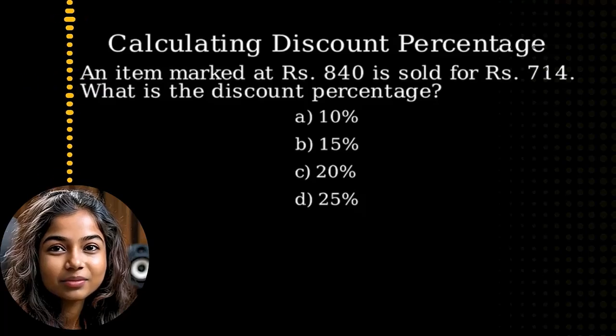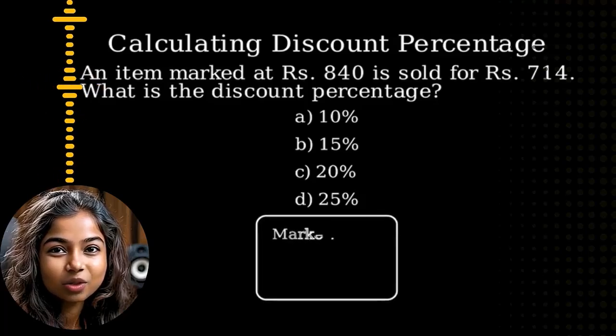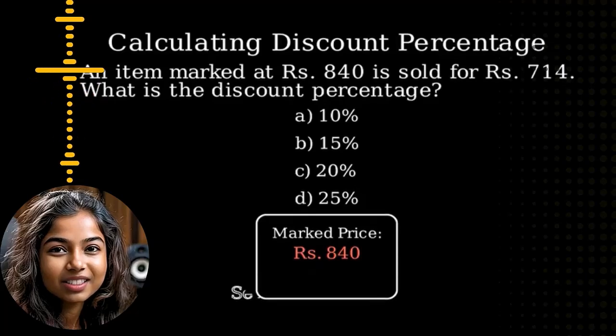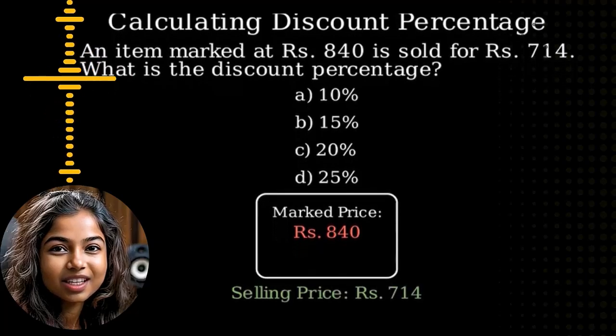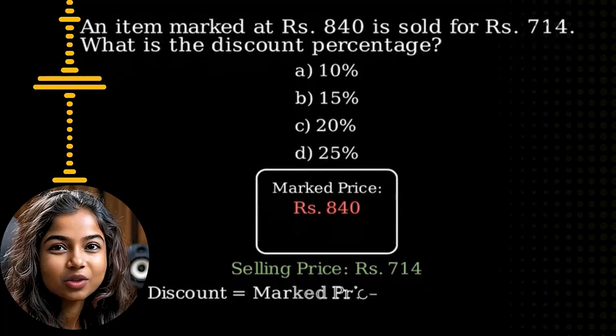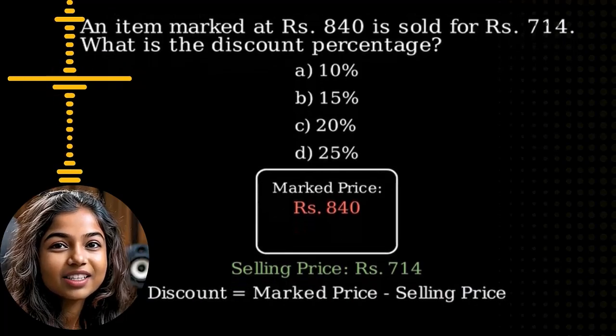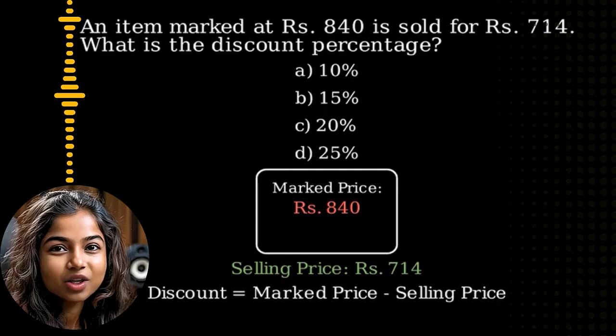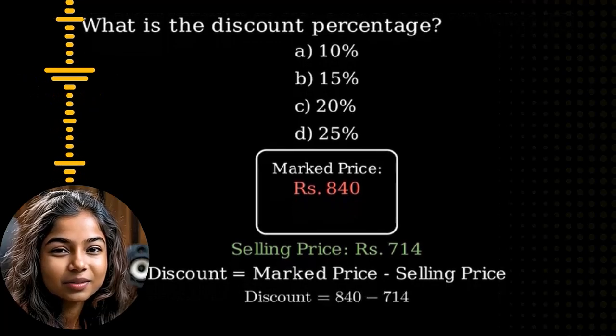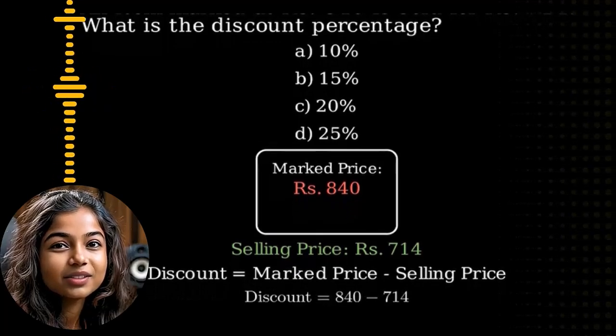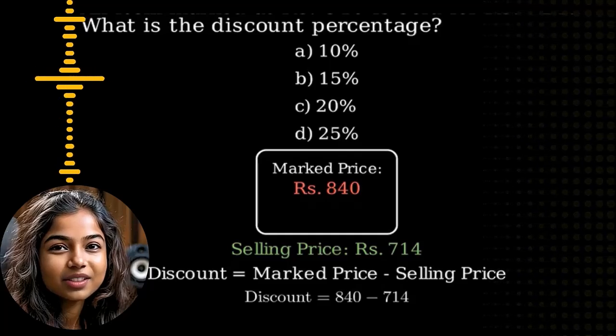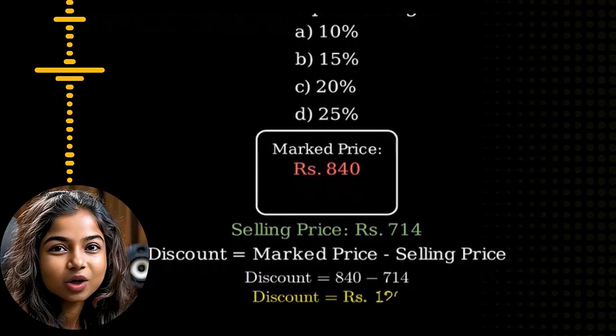Let's understand how to calculate the discount percentage. When an item is marked at a certain price, that's called the marked price or the list price. And when it's sold at a lower price, that's called the selling price. The difference between these two prices is the discount amount. Let's calculate the discount amount. The marked price is 840 rupees minus the selling price of 714 rupees, which gives us a discount of 126 rupees.